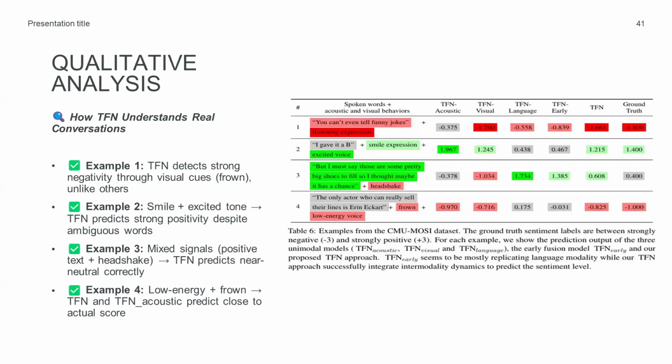Here we shift from numbers to qualitative analysis to see how TFN behaves in real-world settings from the CMU-MOSI dataset. For the first example, you can't even tell a funny joke, with a frowning expression. The speaker is frowning, and although the text may seem ambiguous, TFN visually detects strong negativity, unlike the other models.